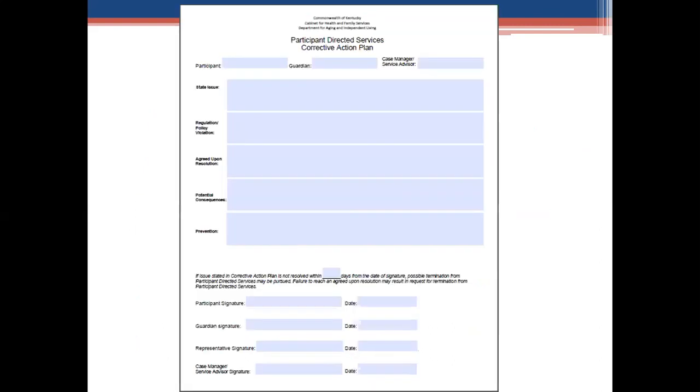This next slide is what the corrective action plan form looks like in case those of you have not seen one yet.